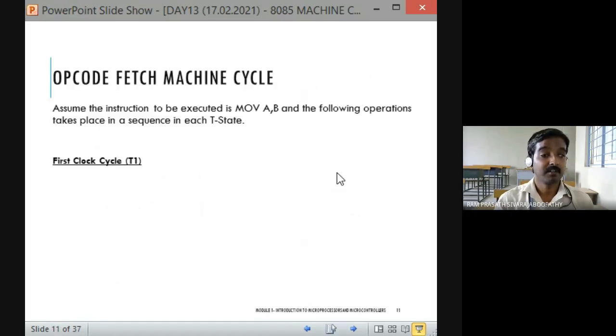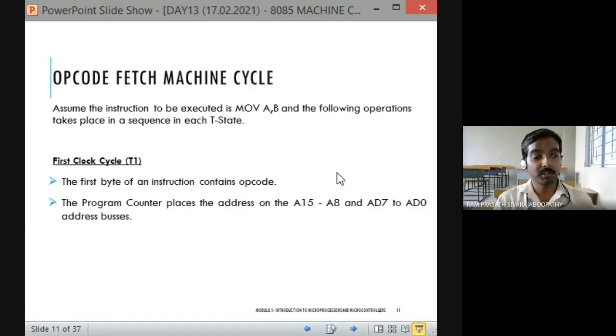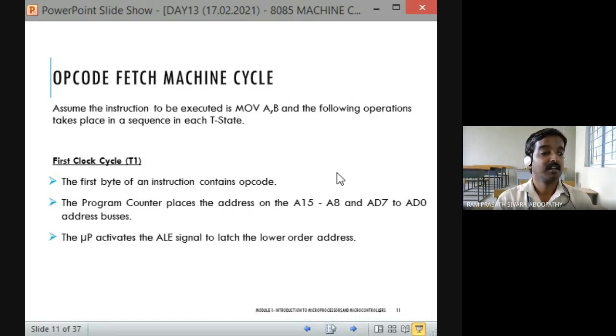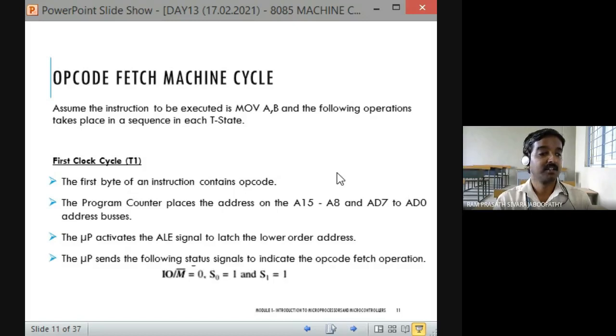Now we can consider the example MOV A, B. During the first clock cycle, that means the T1 state, the first byte of the instruction contains the opcode. So the program counter places the address on the A15 to A8 and AD7 to AD0 lines. The microprocessor activates the ALE signal to latch the lower order address, and sends the status signals to indicate the opcode fetch operation. So these things happen in the first clock cycle.